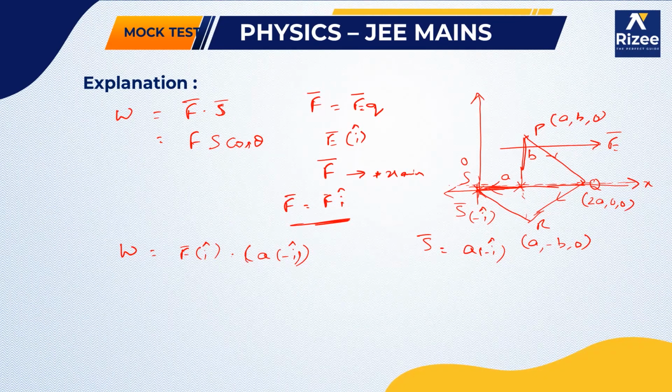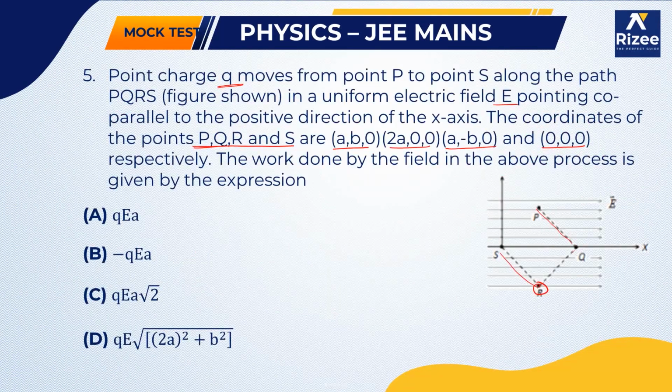Now the dot product of these two will be F a, with a minus sign. i dot i is going to be 1, and your F value is EQ. So that is minus EQa. This is your work done in terms of joules. So this is minus QEa, and this will be your option B here. Fine, let's go for the next question.